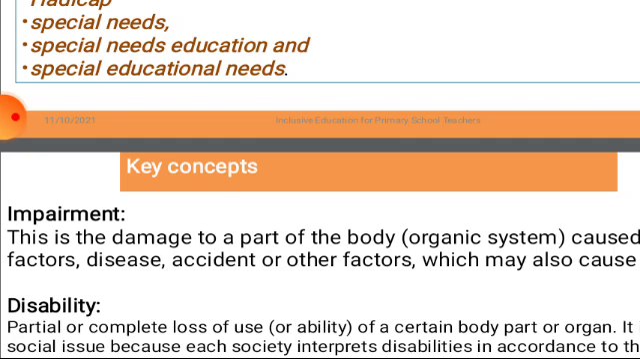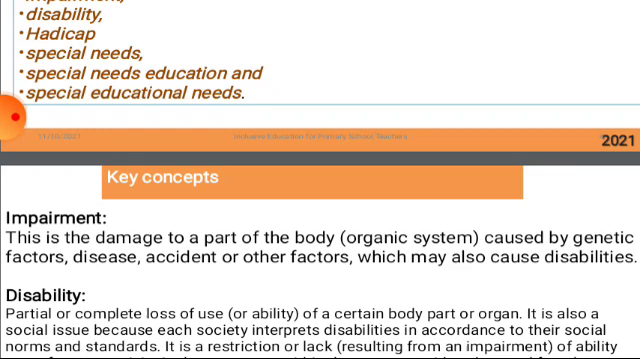If we say impairment, understand a damage to a body part caused by different factors, including disease, accident, and other factors which may also cause disabilities. So you understand, impairment is a damage to a part of the body, organic system, caused by genetic factors, disease, accident, or other factors which may also cause disabilities.